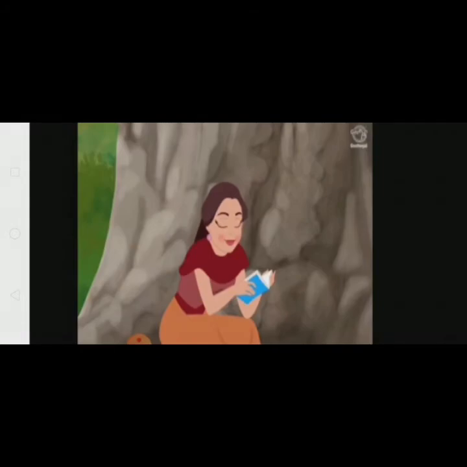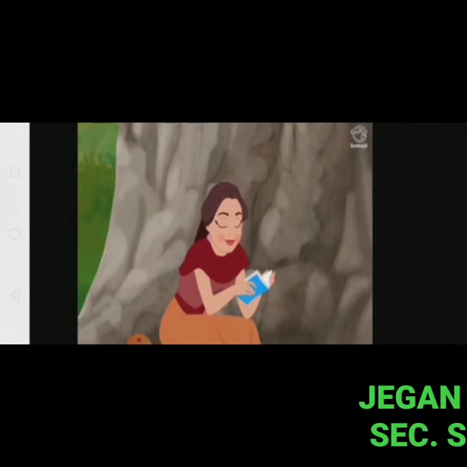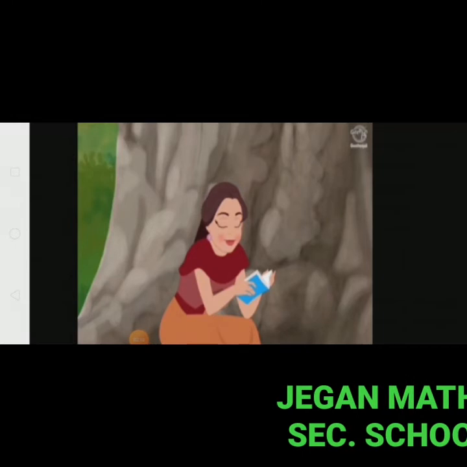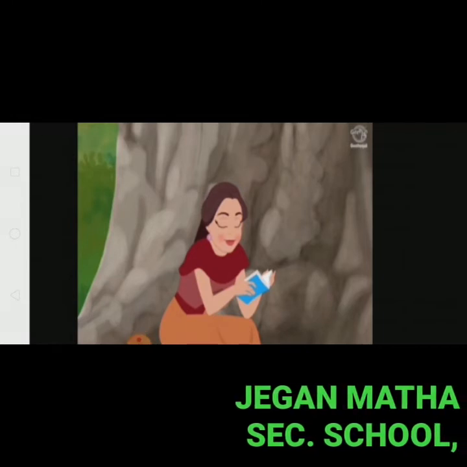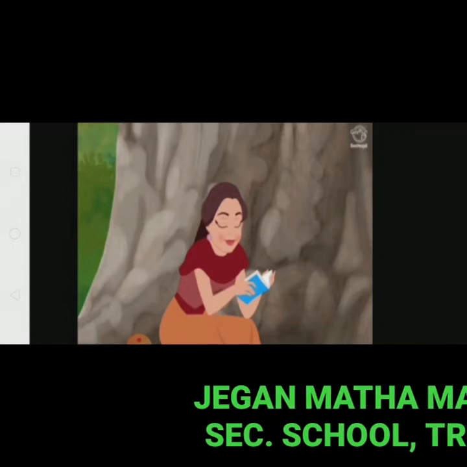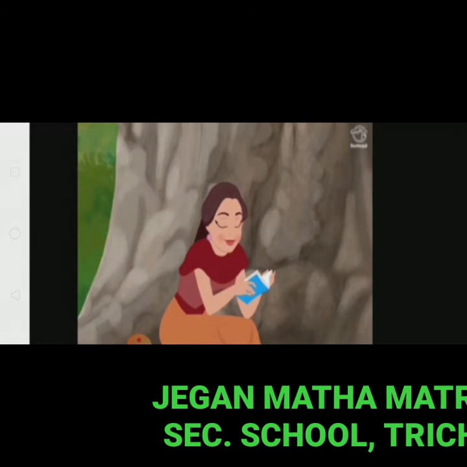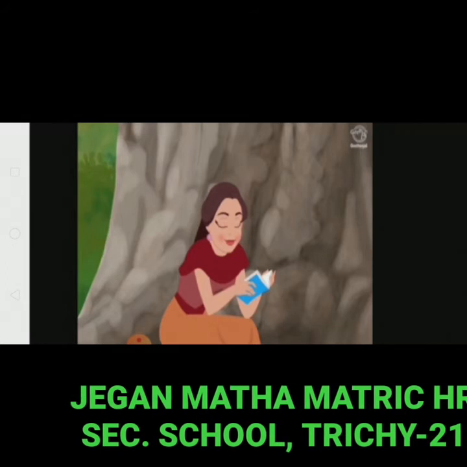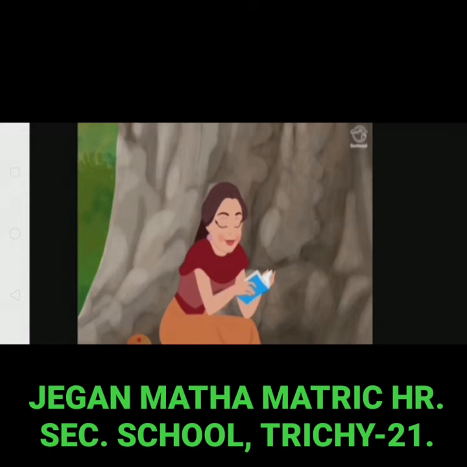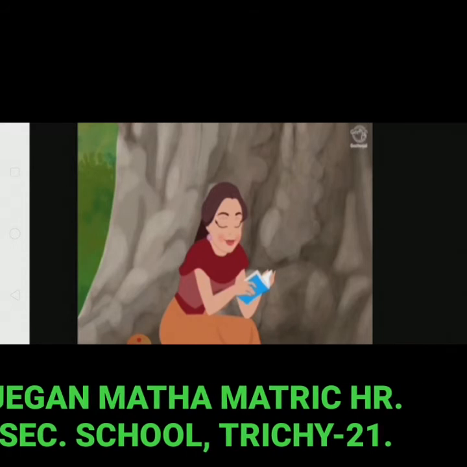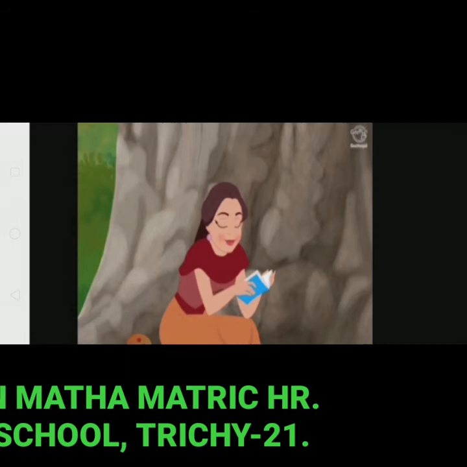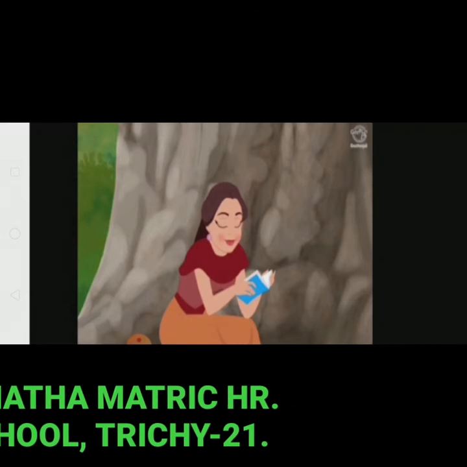Now come to the story. Alice in Wonderland. Alice was beginning to get very tired of sitting by her sister on the bank and of having nothing to do. Once or twice she had peeped into the book her sister was reading, but it had no pictures or conversation in it. So she got very bored. And she was considering in her own mind whether the pleasure of making a daisy chain would be worth the trouble of getting up and picking the daisies, when suddenly a white rabbit with pink eyes ran close by her.